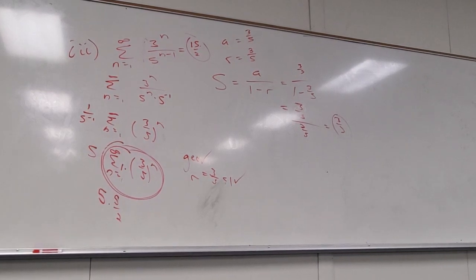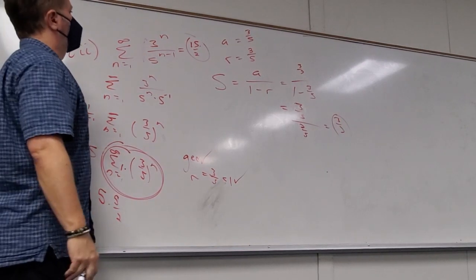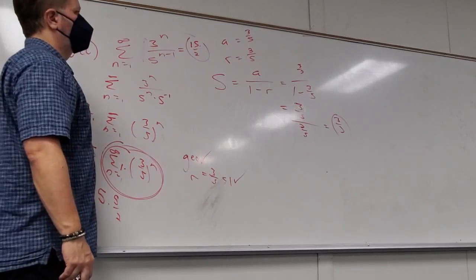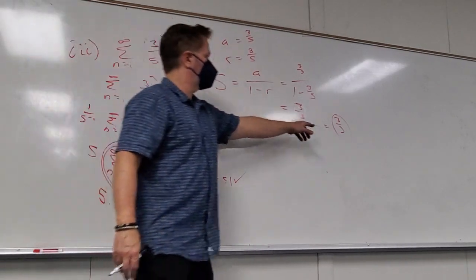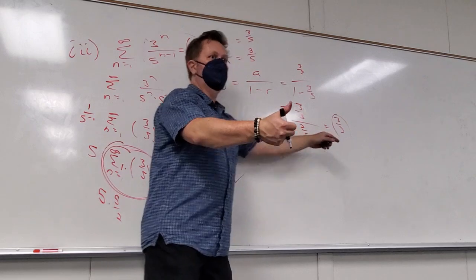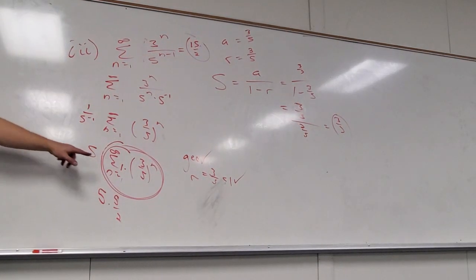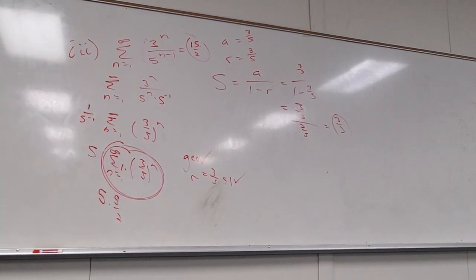Is that 15/2, the 3/5 over 2/5? Shouldn't it be... that's 3/2, right? That's 3/2, three halves. Oh, times 5. Times 5, so you get what this really is, total. Yeah, because we were just working with this part. Yeah. I like it.